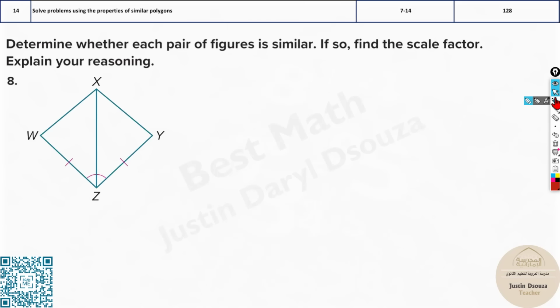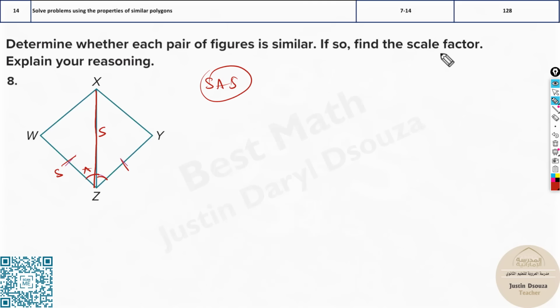Now what about this one over here? See, here they have told this side is equal to this side. And this angle is equal to this angle. We know a side, we know an angle. And look at this XZ side. Isn't that same for both? So what we have over here is SAS similarity. So yes, these both are similar.